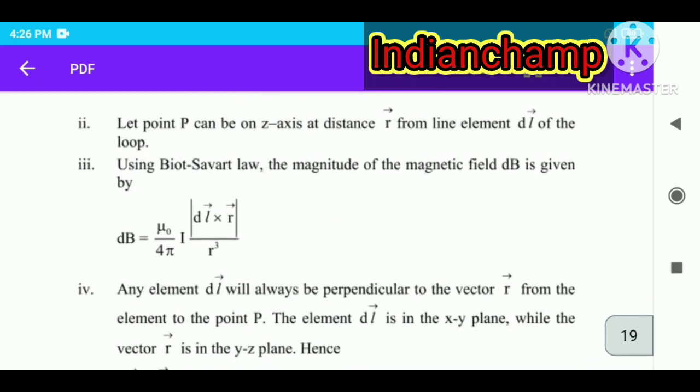Second, let a point P be on the z-axis at a distance r bar from line element dl bar of the loop. Third, using the Biot-Savart law, the magnitude of the magnetic field dB is given by dB is equal to mu 0 divided by 4 pi into I into mod dl bar cross r bar divided by r cube.